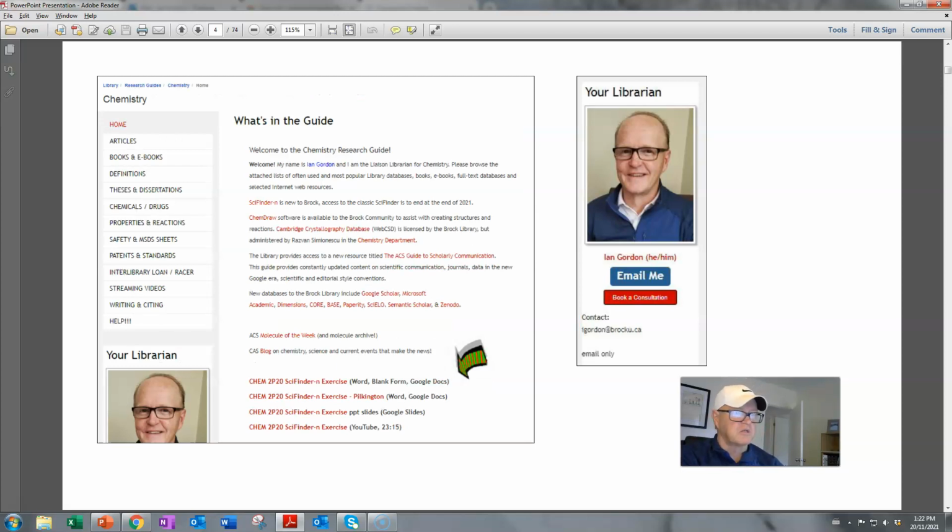On this page, it has a number of things on the left-hand side: how to find articles, books, definitions, like encyclopedias, dictionaries, handbooks, theses, chemicals. We'll explore some of these things, including the services and resources. But on the bottom, you'll see the 4 lines for the resources that are associated with this particular assignment. They're probably in Sakai as well, but the exercise form, the blank form that you'll need to complete this assignment is here, downloading.